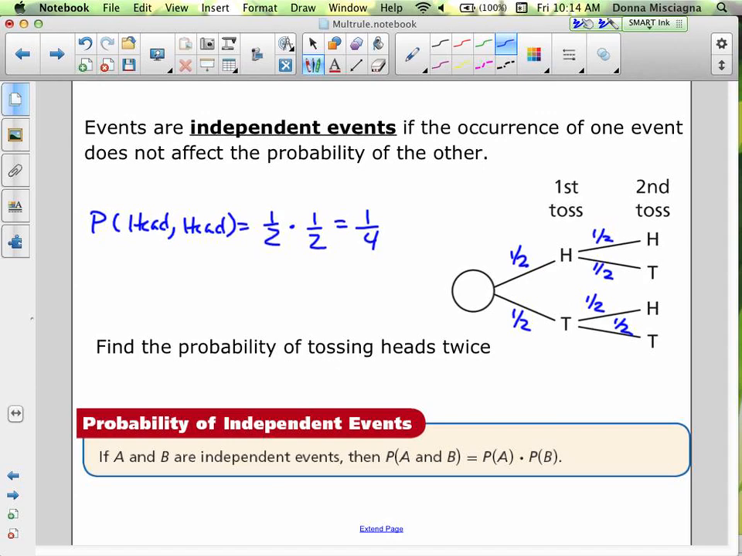So we were only dealing with a simple event in the last lesson, and we added. When we have two events, we want to find the probability of more than one event, we have to multiply. Hence the name multiplication rule for this lesson. We're finding the probability of more than one event, we're going to multiply. So it's the product of the probabilities.